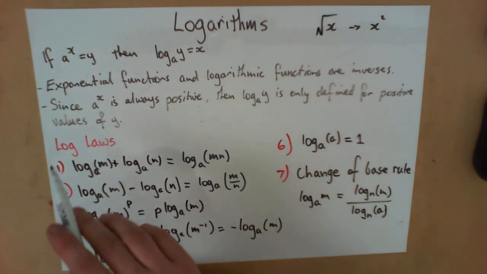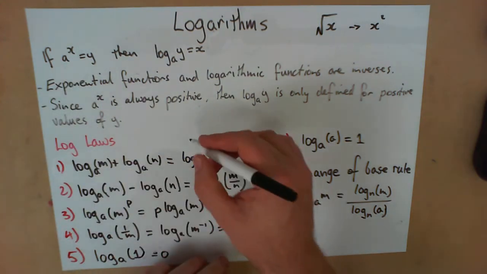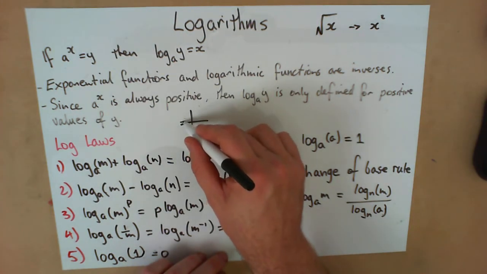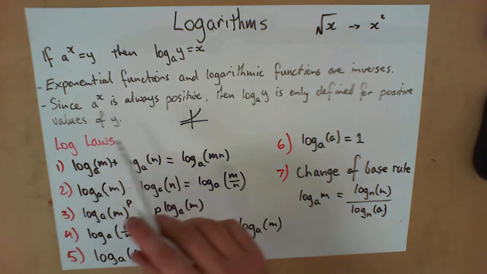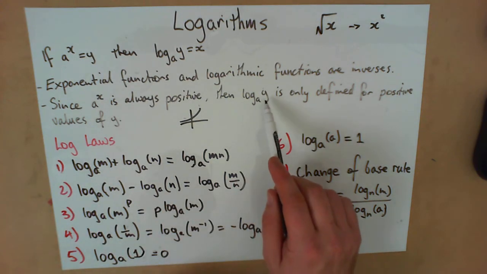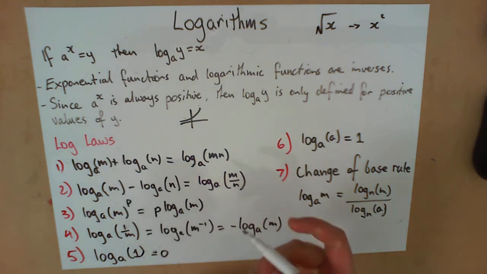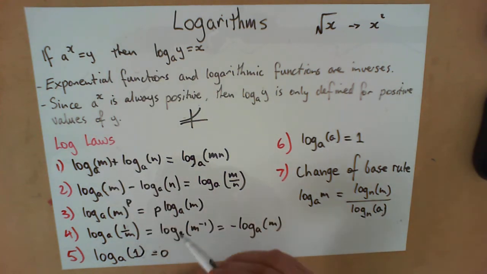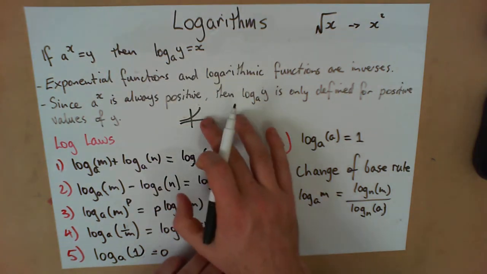Since a to the power of x is always positive, and we know that from our graph of an exponential, it's always positive, that means y is always positive. So that means that log to the base a of y is only defined for positive values of y. For a log function, you can't put in any negative values. You can't take the log of a negative number.